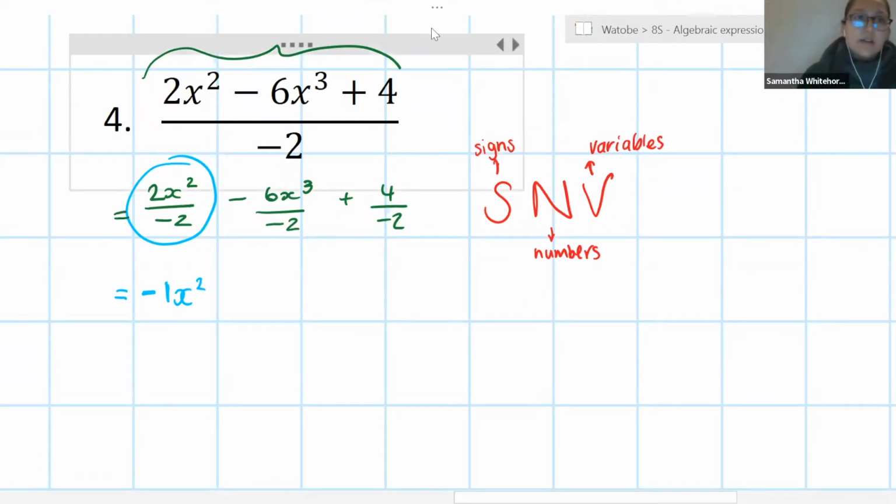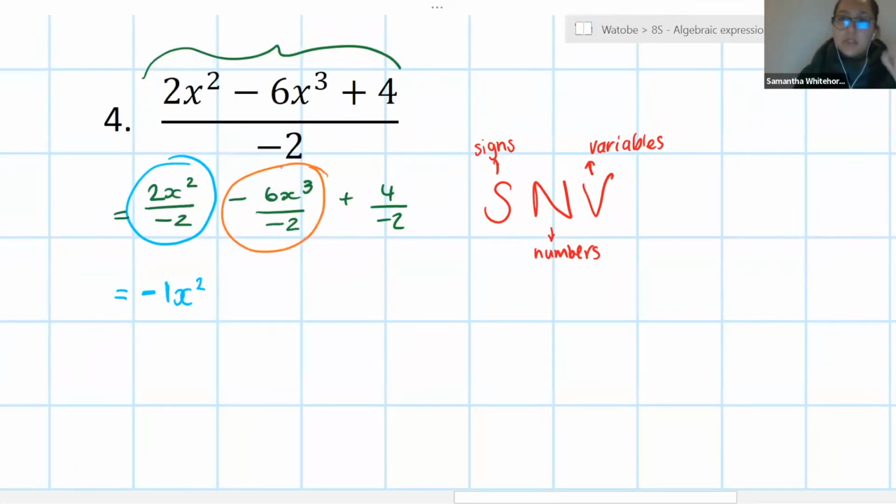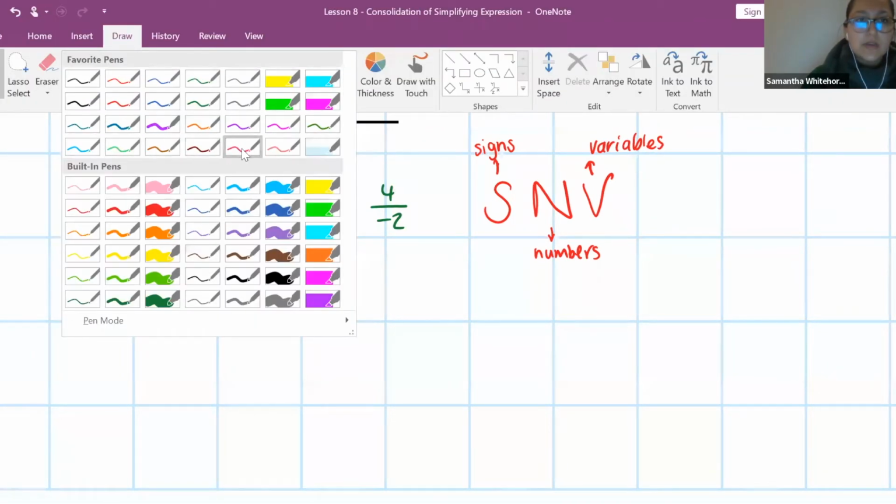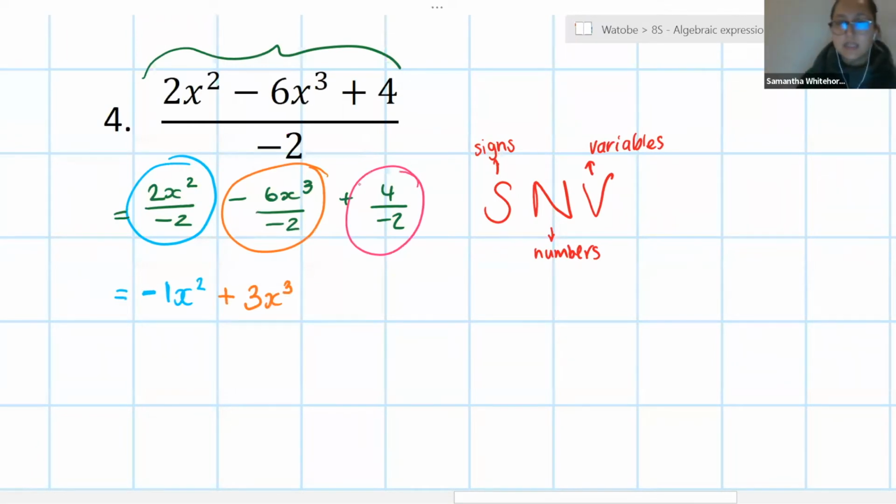So now when we move on to our next fraction, just remember that there is a negative with the 6x cubed. And so now when we do the signs, we need to remember that a negative divided by a negative is a positive. So that's the sign sorted. Numbers, 6 divided by 2 is 3. And again, I'm not actually dividing the x cubed by any other x's. So it just stays x cubed. And then we move on to our very last fraction. Now we're quite lucky here. We don't have any variables that we need to stress about. It's just the signs and the numbers. We've got a positive 4 divided by a negative 2. So positive divided by a negative, we already know is a negative. And 4 divided by 2 is 2.